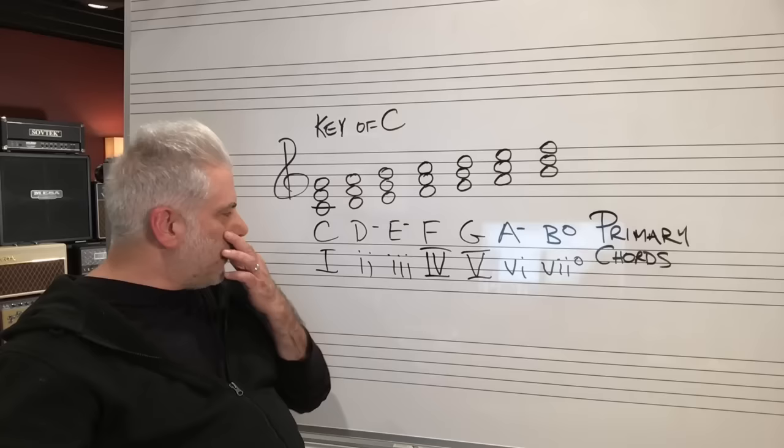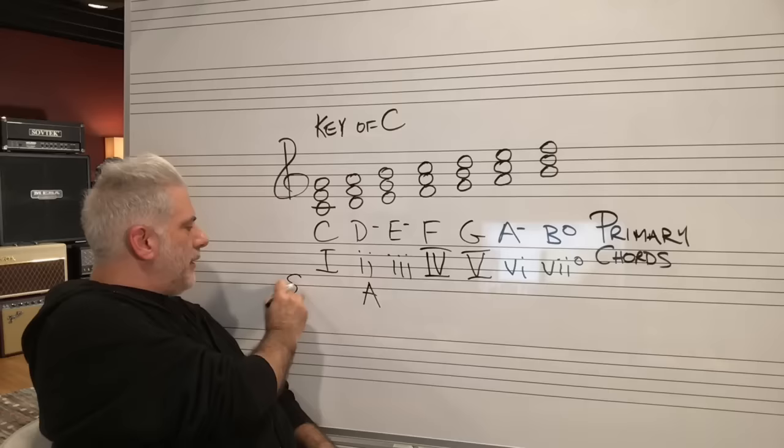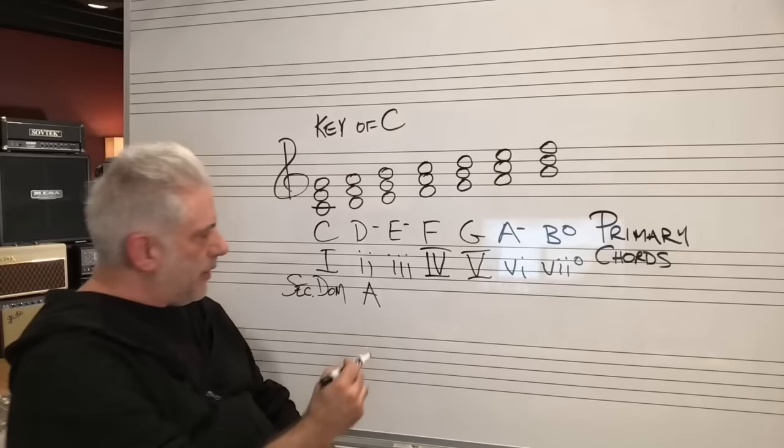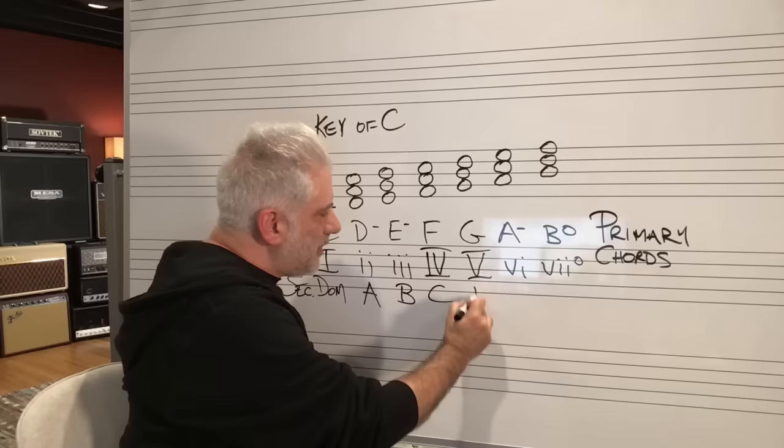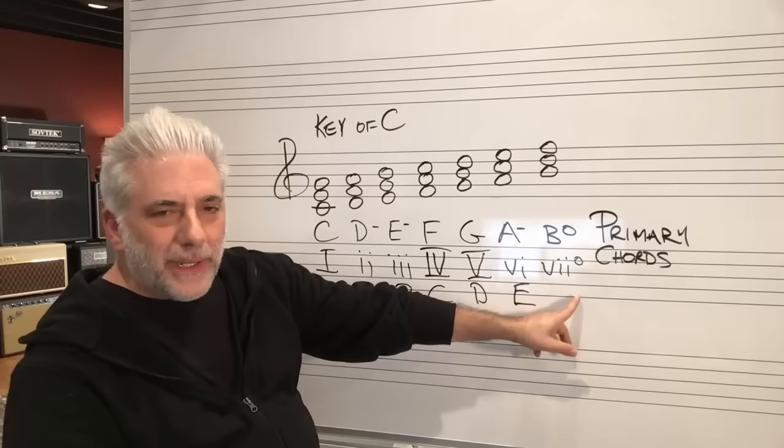Okay, so your secondary chords in the key are called secondary dominants. I'm going to put SEC dominants. These are actually related by fifth to the primary chords: B major, C major, D major, and E major. There is no secondary dominant to the seventh chord because it's an unstable chord.